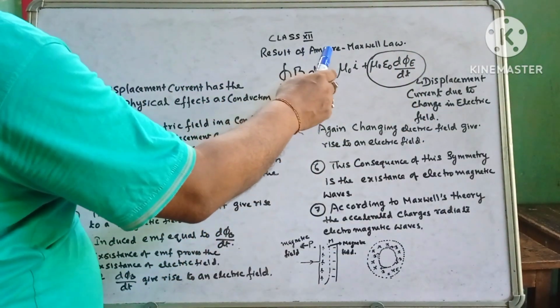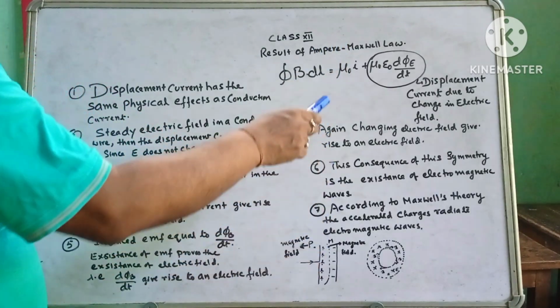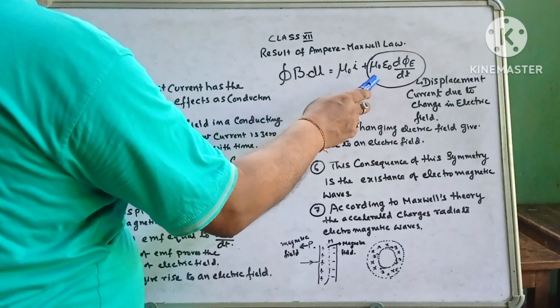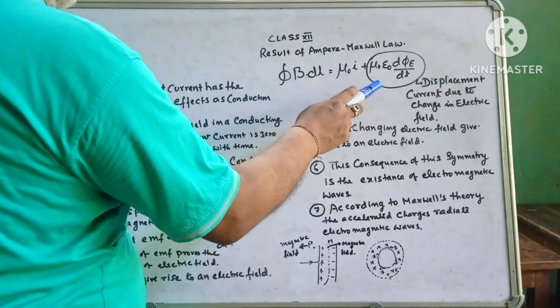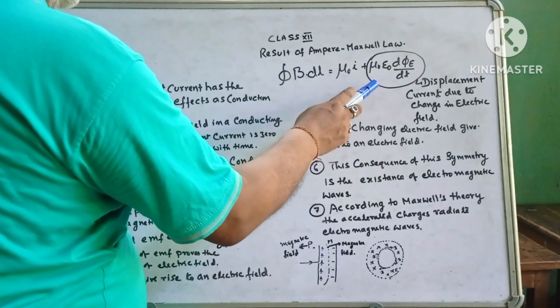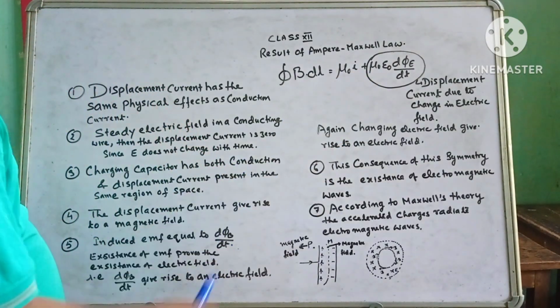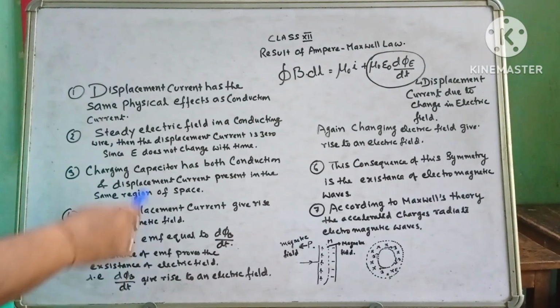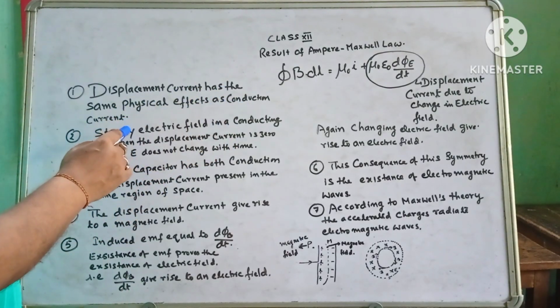So what are the important results of Ampere-Maxwell law? This displacement current is a very important point here. Now the results. Displacement current has the same physical effect as the conduction current.